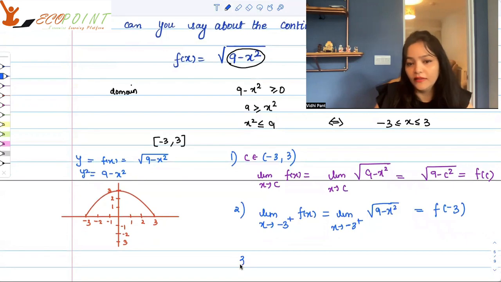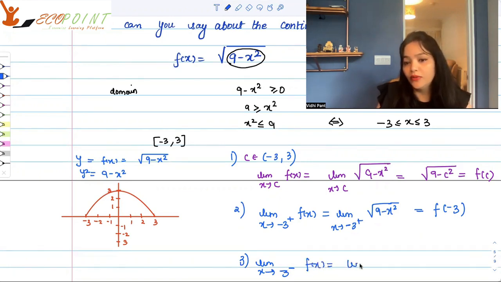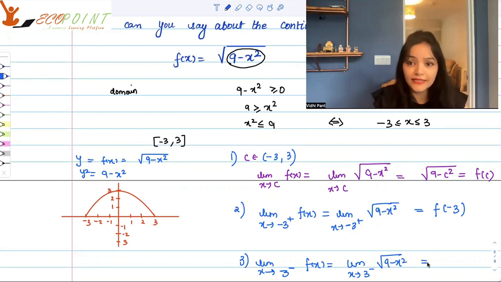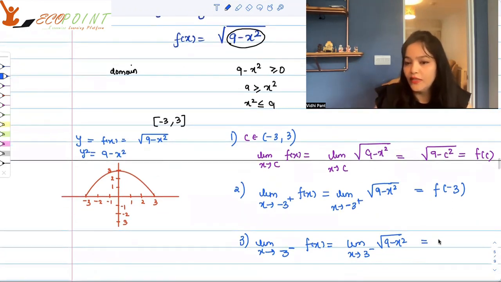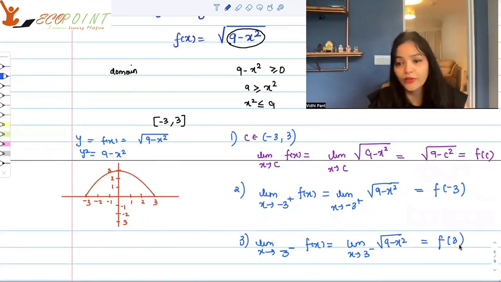And the same thing, we are interested in figuring out the limit at 3, but not two-sided, only one-sided, which is the left-hand limit. So we are interested at 3 minus, that is the left-hand limit at 3 of f(x), which will be equal to the limit as x tends to 3 minus of the square root of 9 minus x square. Again, the function exists at this point, and the moment you put 3 minus, which is almost 3, you will again get the value you will get at 3 also, which is 0.